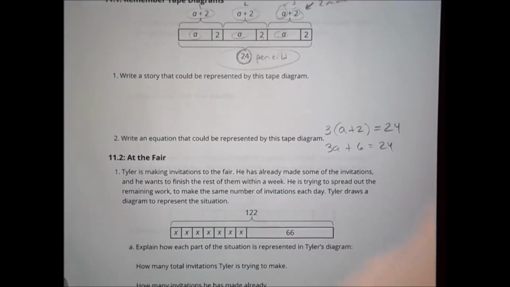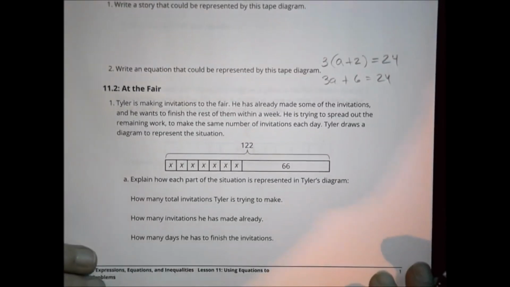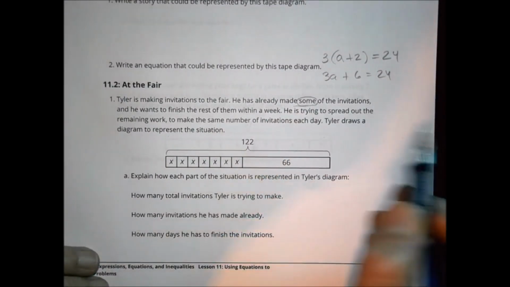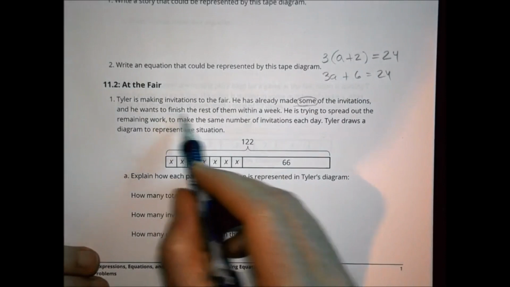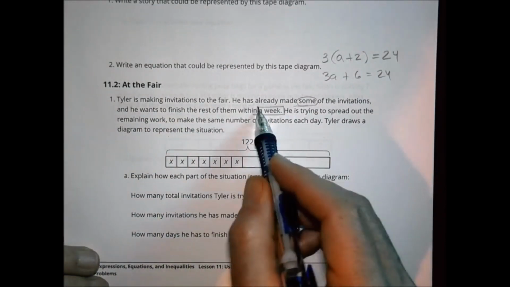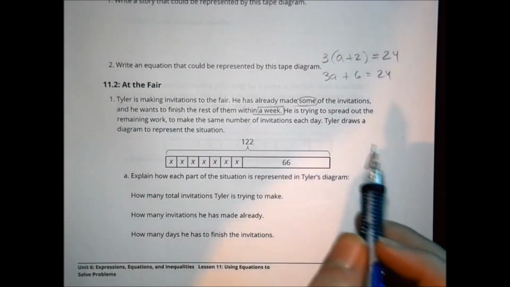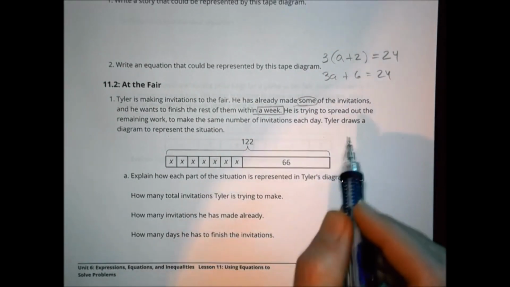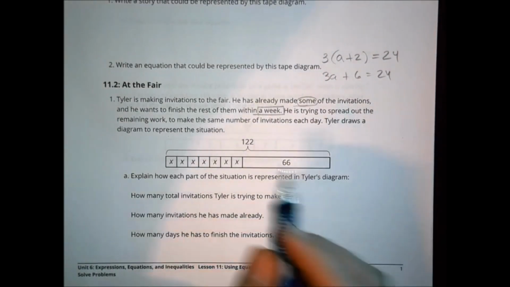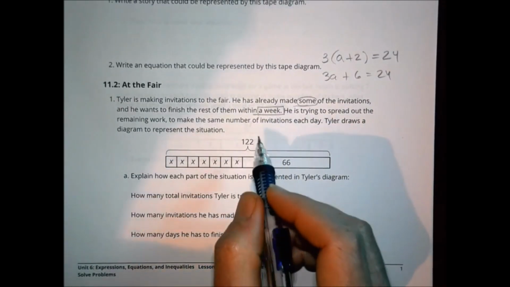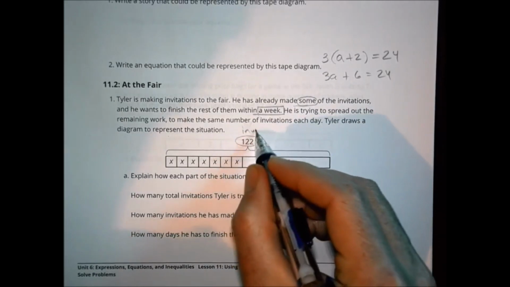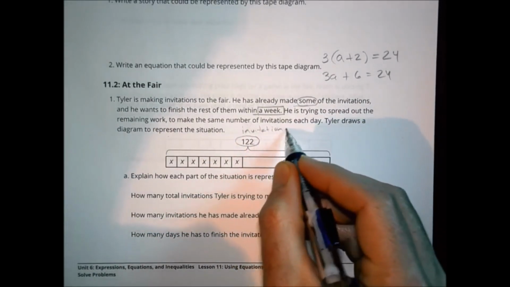For this next part, it's called At the Fair. It says Tyler's making invitations to the fair, and he's already made some. That sum is going to be what he's made so far. He wants to finish the rest within a week. He's trying to spread out the remaining work to make the same number of invitations each day. Tyler draws a diagram to represent the situation. We can see here he's going to make 122 invitations.